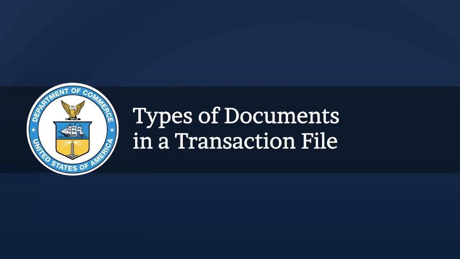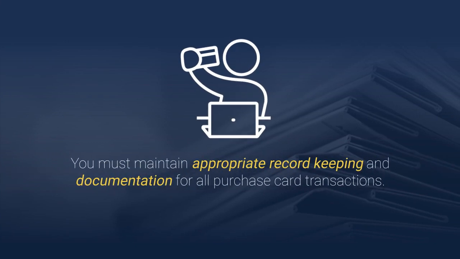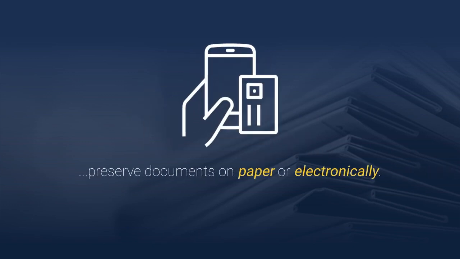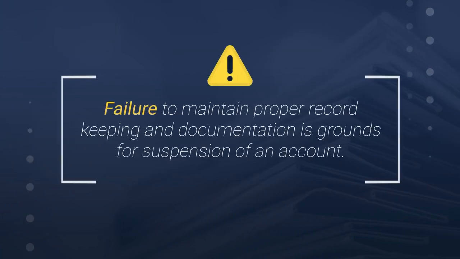Types of documents in a transaction file. As a cardholder or approving official, you must maintain appropriate record keeping and documentation for all purchase card transactions. Cardholders or approving officials can preserve documents on paper or electronically, but they must be available for oversight review and audit. Failure to maintain proper record keeping and documentation is grounds for suspension of an account.